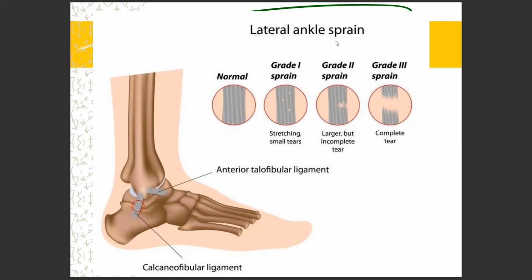In grade 2, there is a partial tear. Some fibers have been torn, while the other fibers are still intact and continue to contract. Grade 3 sprain is known as the complete rupture of the ligament. There is discontinuity of all the ligament fibers from each other.